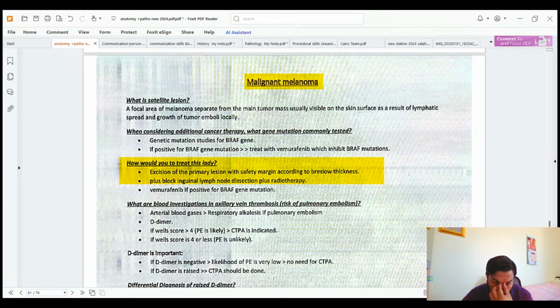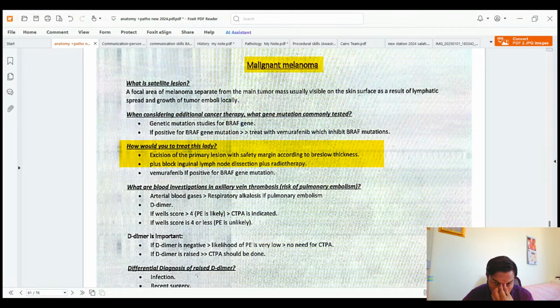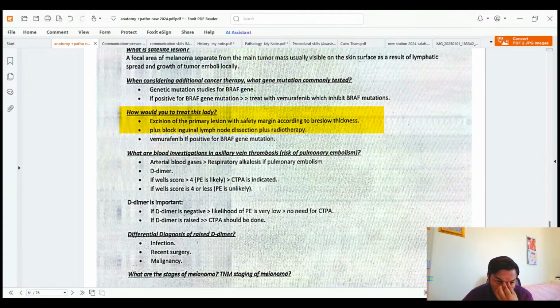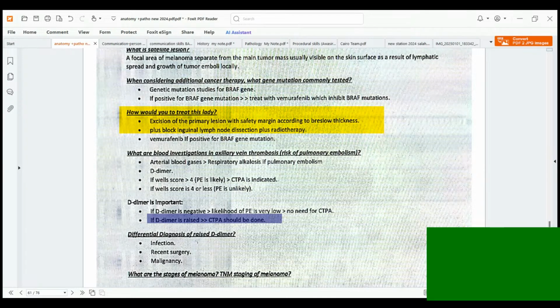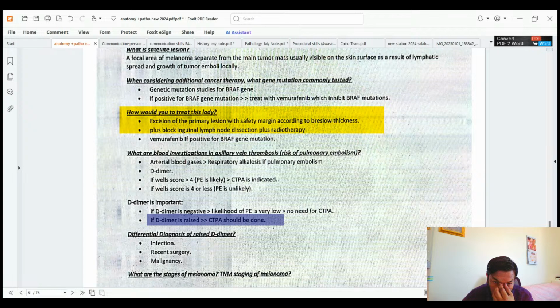What are the blood investigations in axillary vein thrombosis? Risk of pulmonary embolism: arterial blood gases, D-dimer. If D-dimer is negative, the likelihood of pulmonary embolism is very low and no further testing is needed. If D-dimer is raised, further imaging should be done.